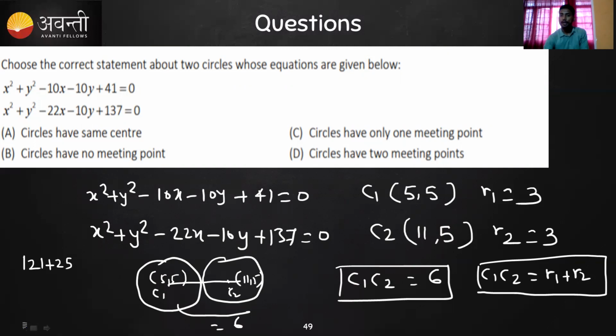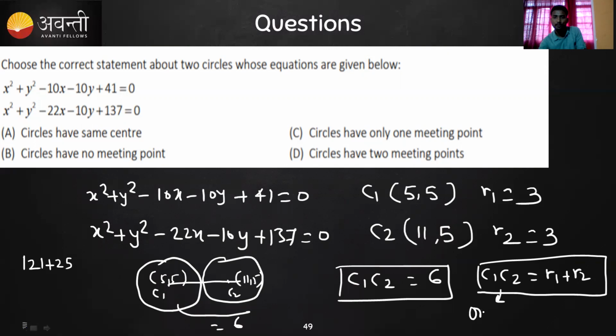Okay, guys. And if C1, C2 is greater than R1 plus R2, it means what? It means it will never intersect. But if C1, C2 is less than R1 plus R2, then it will intersect at 2 points. So I think everyone knows this condition now.